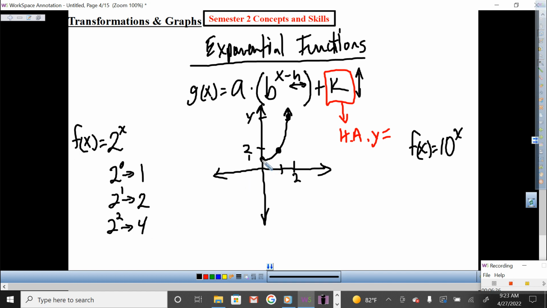All right. So we have 3 points for this exponential function. Now I'm going to move this function. Oh, and by the way, bless you. By looking at it, does it have a constant here at the end? Is there anything there? No, so that means my HA is at y equals 0.